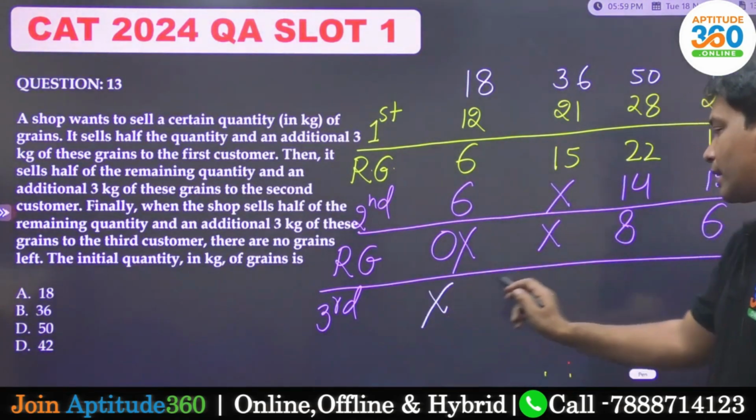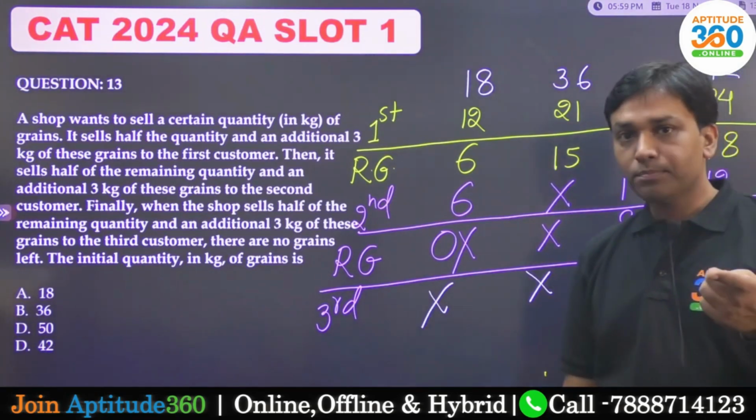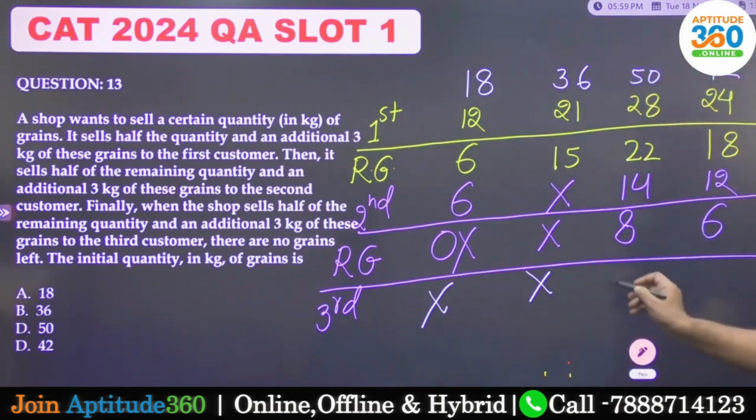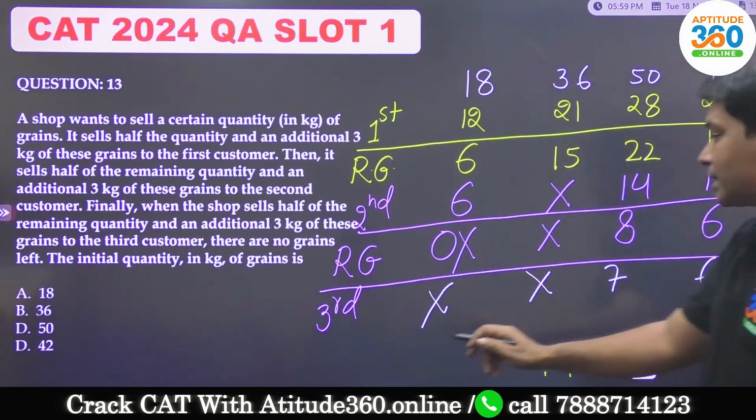This certainly is not the answer. Half of 8 is 4. 4 plus 3 is 7. The third customer takes 7. Over here, half of 6 is 3, and then an additional 3 kilogram. The third customer takes this much.